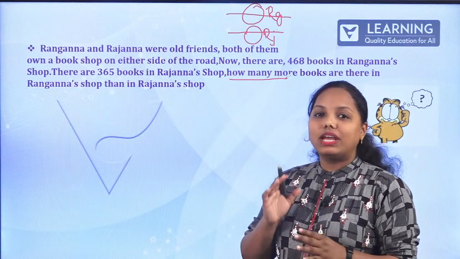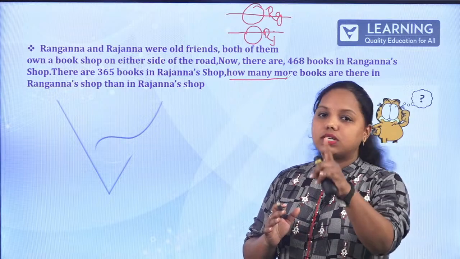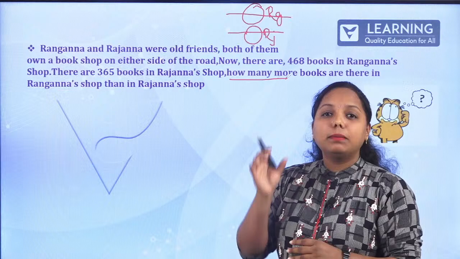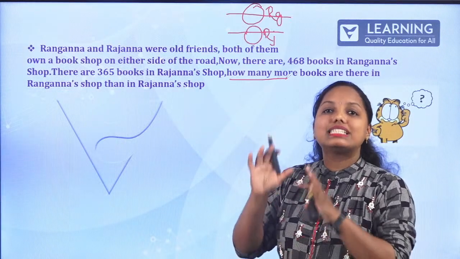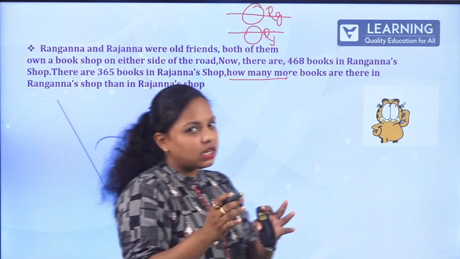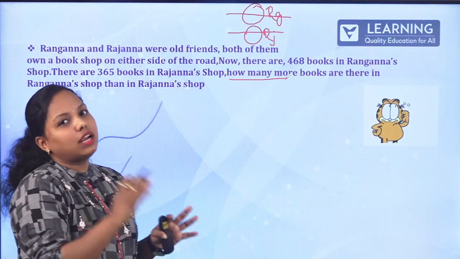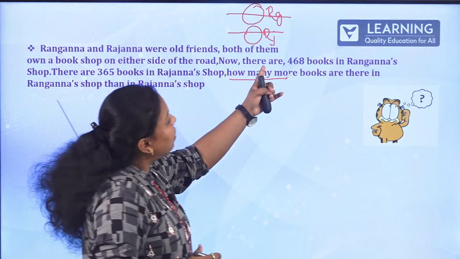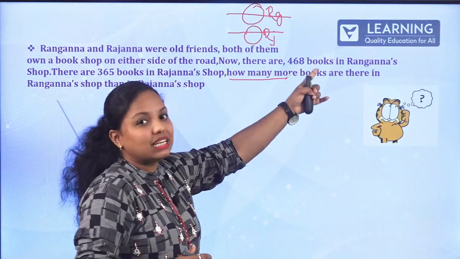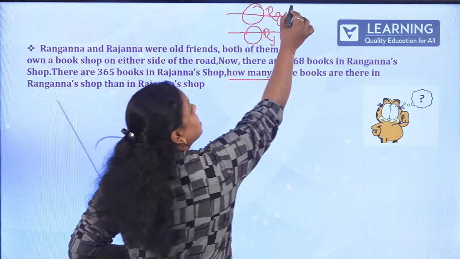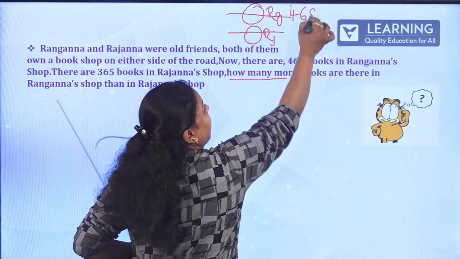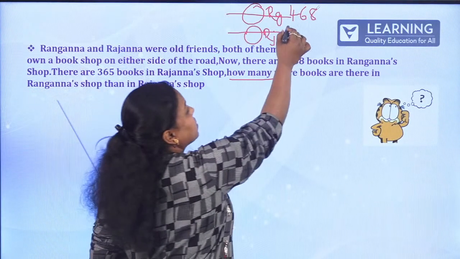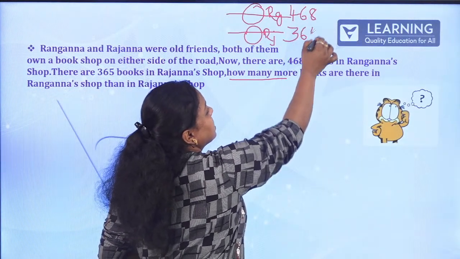Always remember, whenever you are solving verbal problems, first you have to cut short. Next, always write the bigger number first, that is the statement. Whenever you start with a statement problem, write with the statement itself. So now, which is the higher number of books? There are 468 books in Rangana's shop. How about this one? There are 365. So this is 365.